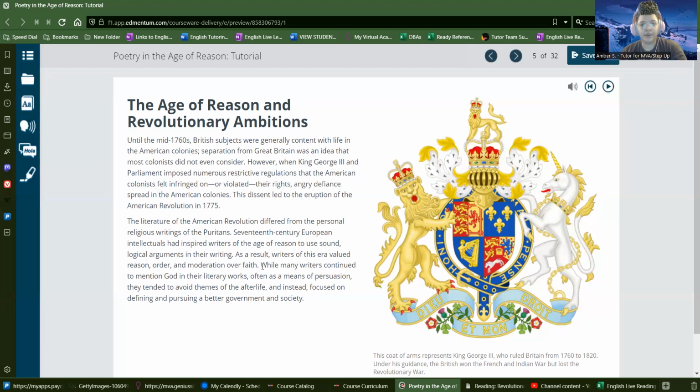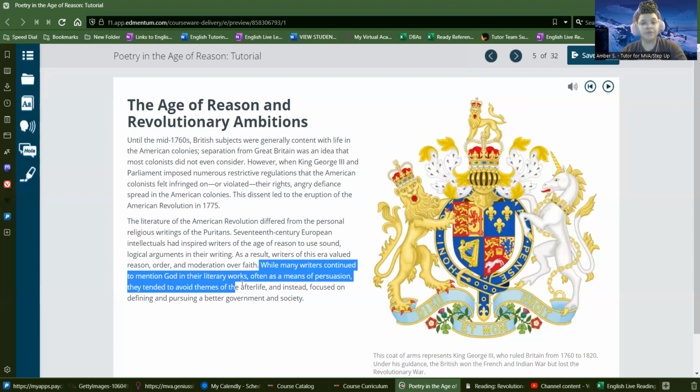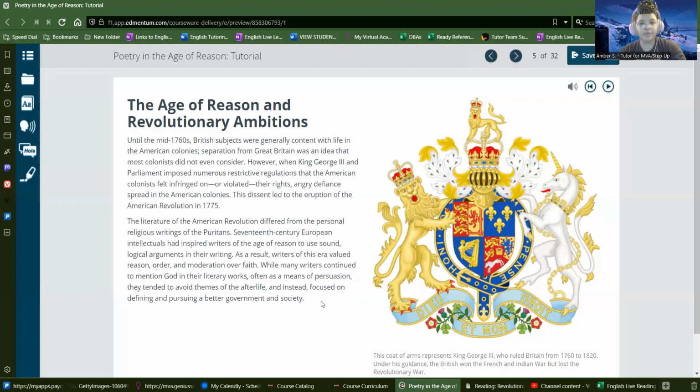Down here it says, while many writers continued to mention God in their literary works, often as a means of persuasion, so to persuade or convince people who were religious, they tended to avoid themes of the afterlife and instead focus on defining and pursuing a better government and society. So instead of threatening people with the consequence of going to hell if they don't help with the revolution, they tried to argue that the things they were fighting for would make America better, and they felt like that was a better approach than just trying to claim that God was on their side.